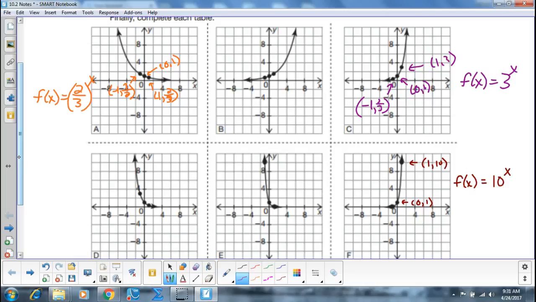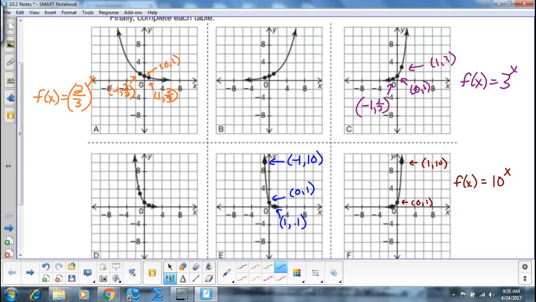Yeah. Okay. Alternative justification would be it would have to go through the point 0, 1, and it would have to go through the point -1, 10, and it would have to go through the point 1, 0.1.